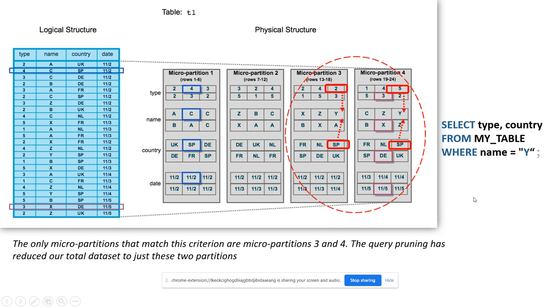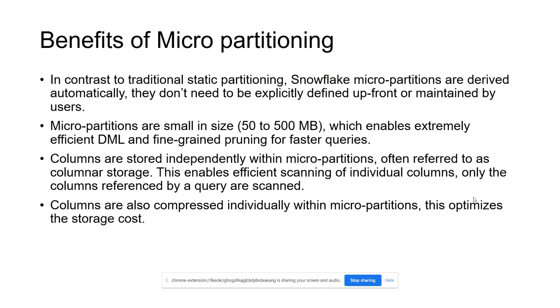Okay, as Snowflake is a columnar database, this is one of the advantages. And columns are compressed individually within micro partitions. This optimizes the storage cost, definitely, right? So whenever we store some data, after some time it will be compressed by the efficient algorithms that Snowflake has.